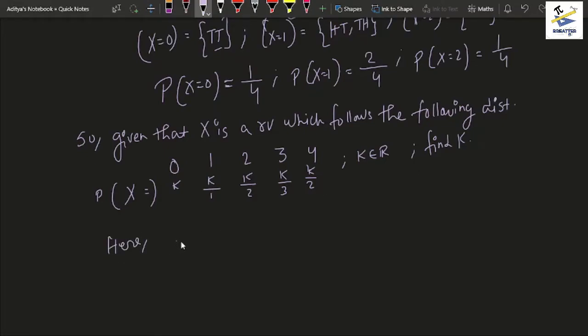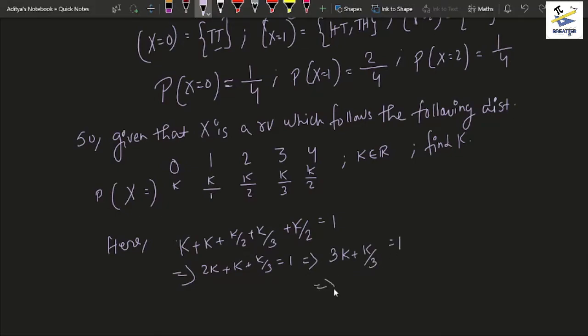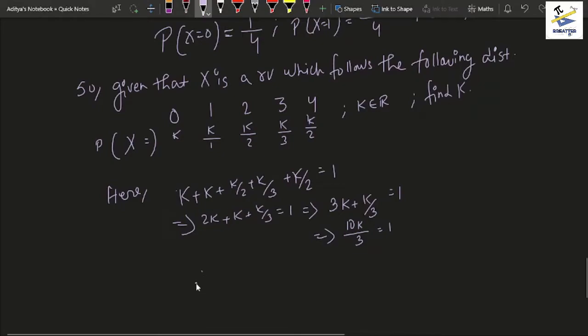So here we must have k plus k plus k by 2 plus k by 3 plus k by 2 equals 1. This would give us 2k plus k plus k by 3 equals 1, or in other words, 3k plus k by 3 equals 1. Doing the LCM, you find 10k by 3 equals 1, therefore the final answer is k equals 3 by 10, right?